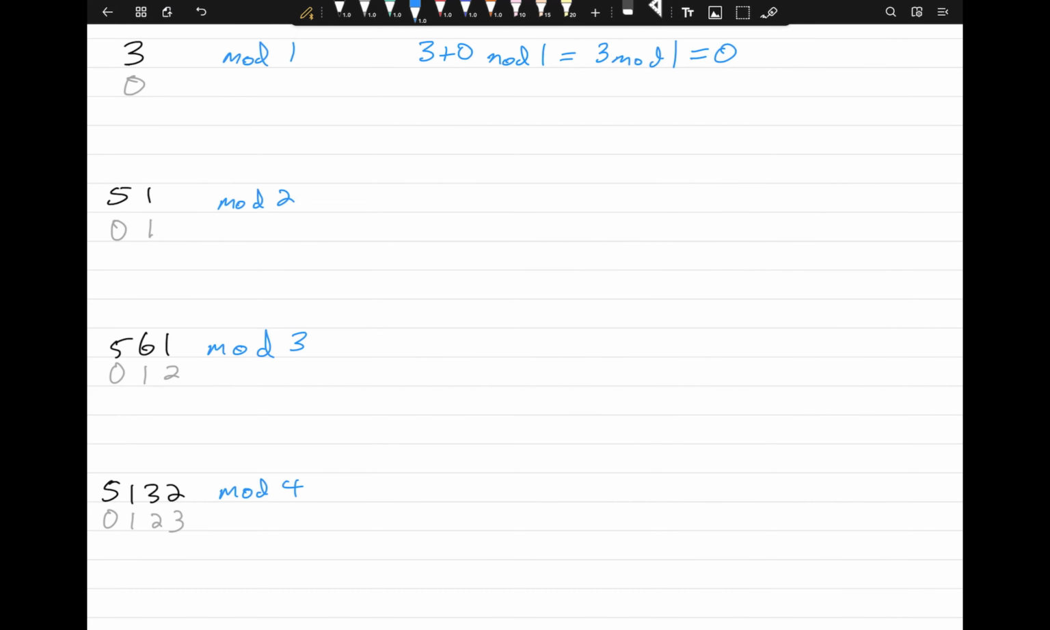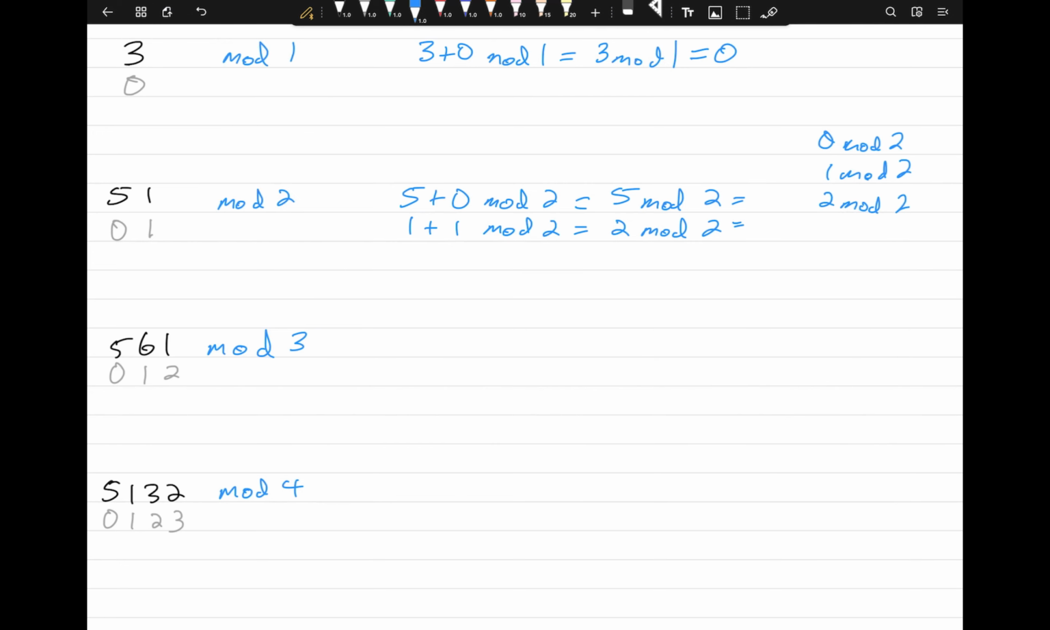Okay, so then with the second one, we would take 5 plus 0, mod 2, and 1 plus 1, mod 2. So that would be 5 mod 2, and 2 mod 2. And then we probably need to look at what the numbers are mod 2. So we've got 0 mod 2, 1 mod 2, 2 mod 2, 3 mod 2, all the way up to 5, because that's one of the answers we need.